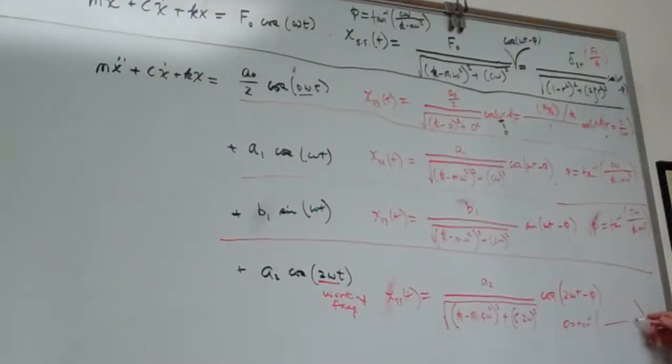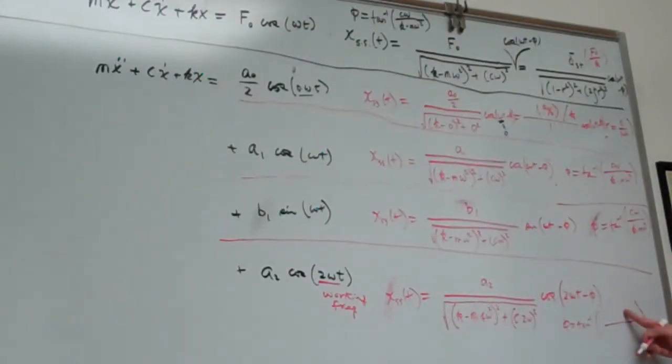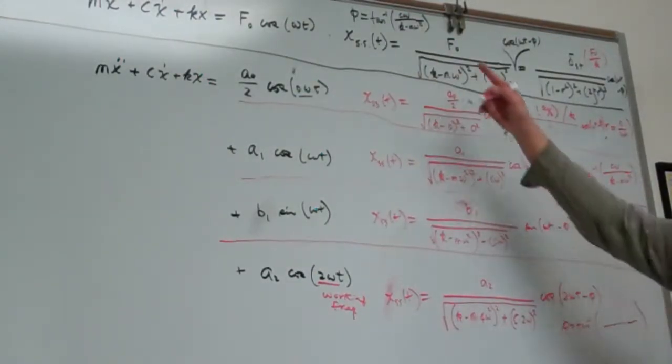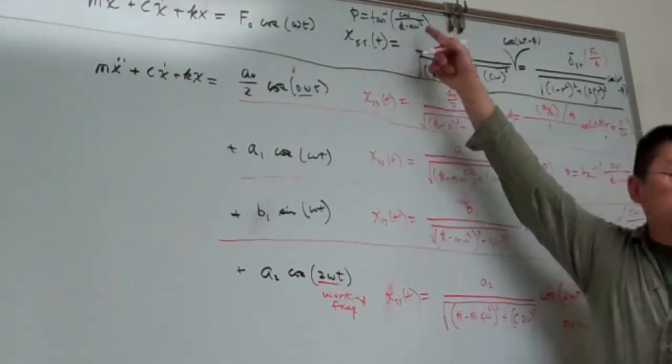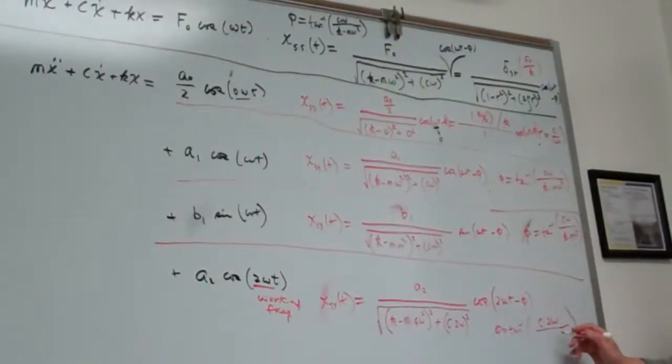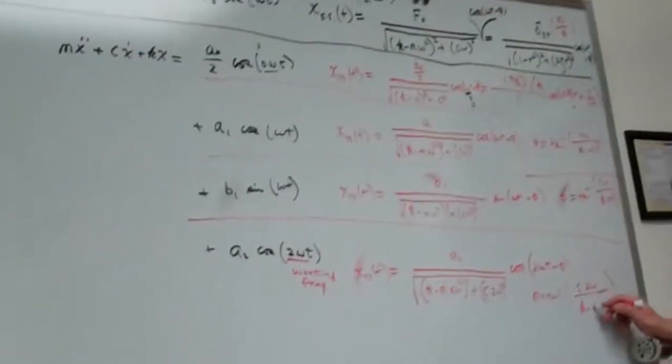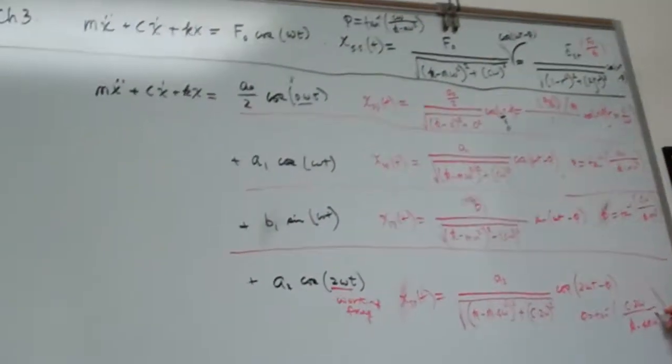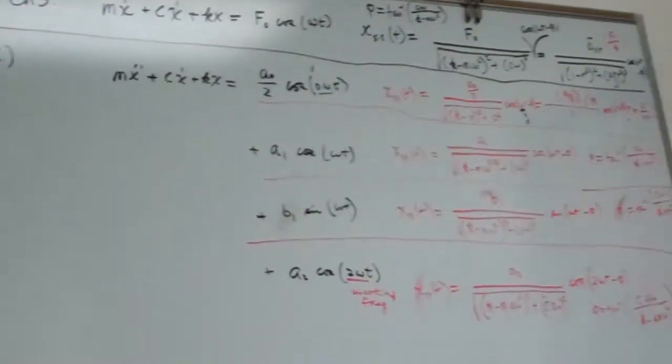Okay. So now for this one, again, for the phase angle, the numerator equals C times the working frequency. So that means C times 2 omega, basically 2C omega. So this is K minus 4 m omega squared. You good?